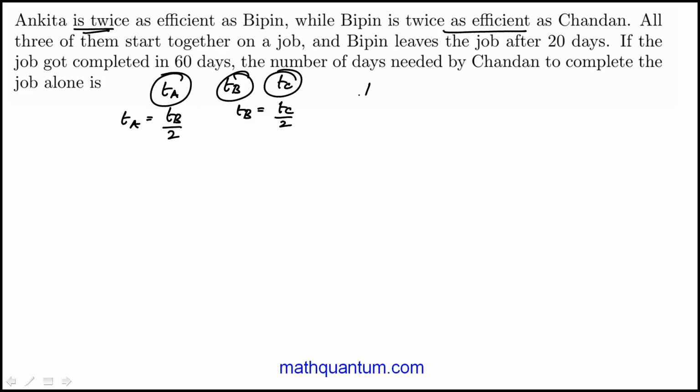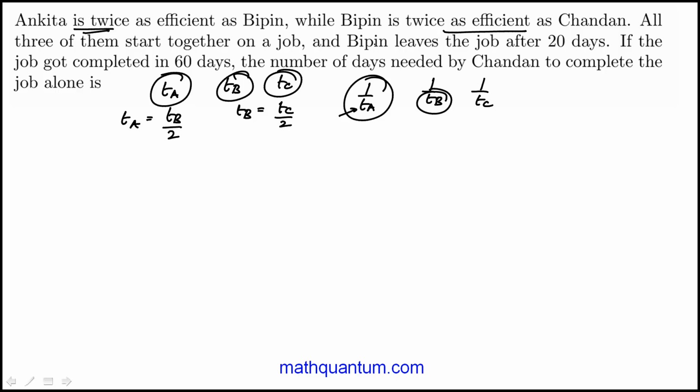Now, their individual rates are 1 over T sub A, where T sub A is the time it takes Ankita to do this job. So this is the fraction of the job she's doing per day. Same thing for Bipin, and so this is our standard rate relationship, where we know the total time it takes for these individuals to do this job.